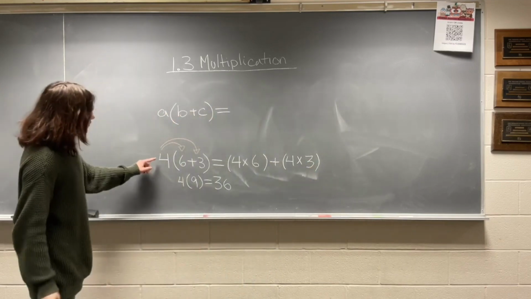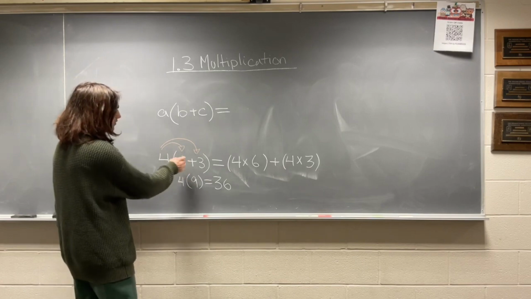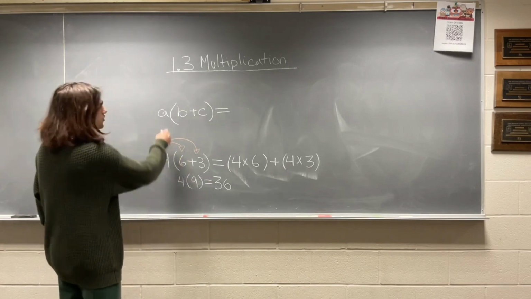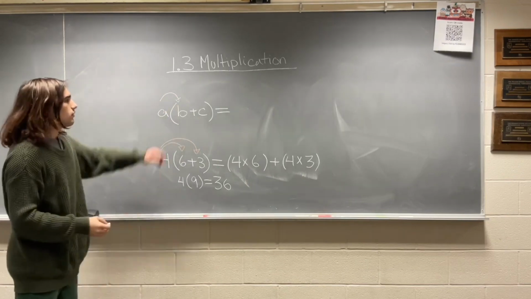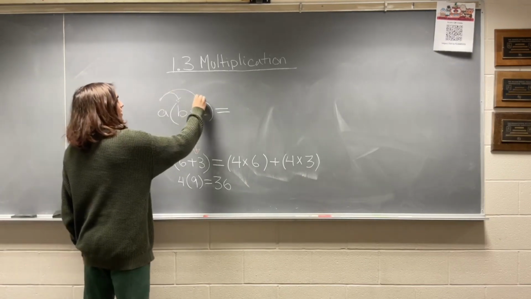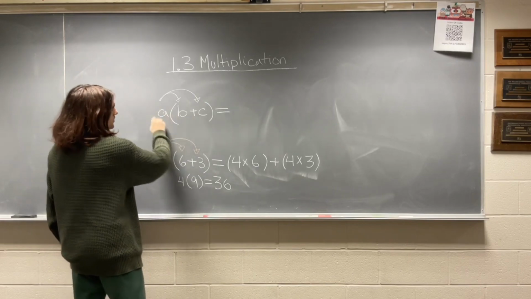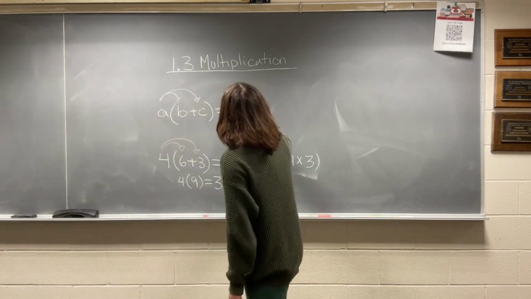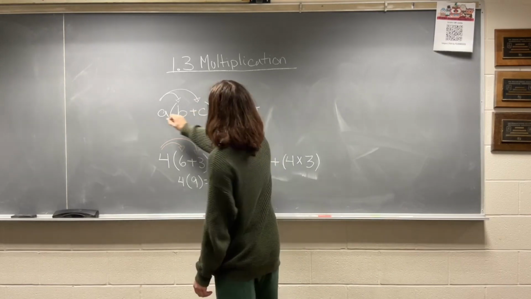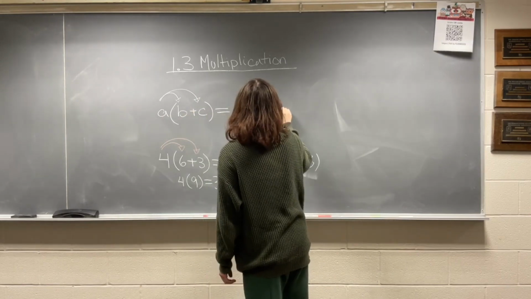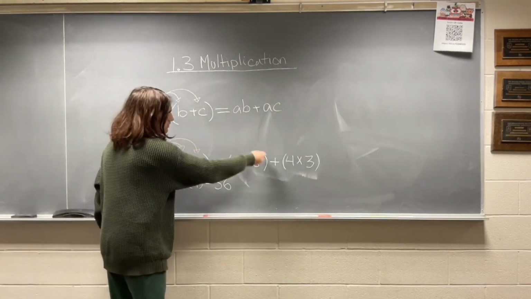Because what we're doing here is we're doing 4 times 6 and 4 times 3, and we're adding those things up. Because what we're doing here is we're essentially distributing. So we can do the same thing with our variables. BC times this A of sorts. We do AB plus AC. And that is the exact same thing we have here, except we've added parentheses here so that we know this comes first.